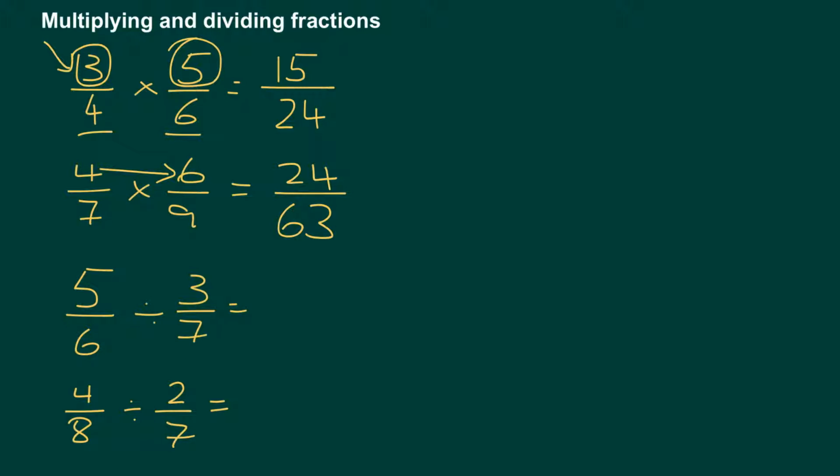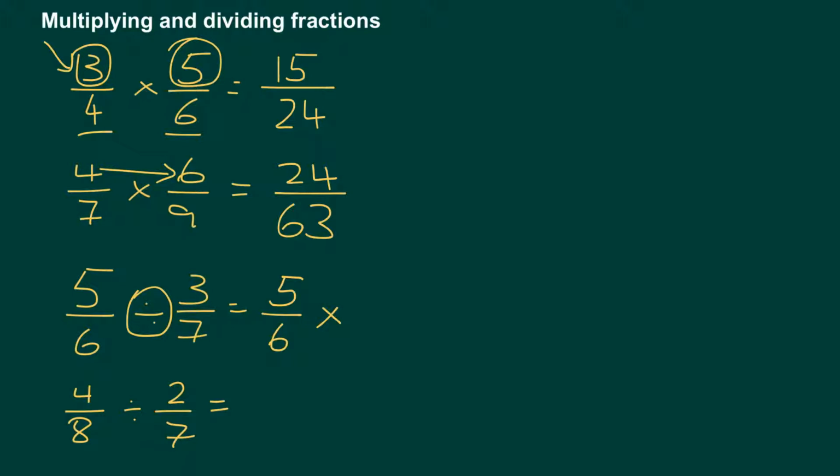Okay, so now let's do a couple of examples for division. So it says 5 over 6 divided by 3 over 7. Now what I'm going to do is I'm going to tell you guys about a step-by-step method that makes this a lot easier. So step number 1, we copy out the first fraction, which is 5 over 6. Step number 2, we change the sign here from a division to a multiplication.